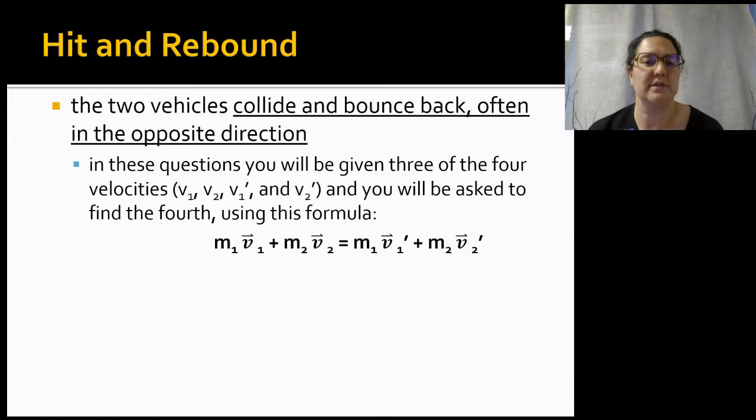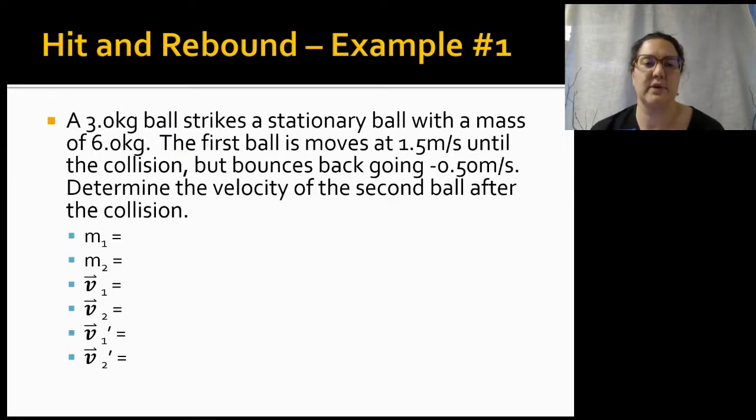So if two vehicles collide and bounce back, often in the opposite direction, we'll be given three of the four velocities: velocity of object 1 and 2 before, and velocity of 1 and 2 after. So three of those four will be given, and then we'll be asked to find the fourth using this formula. So let's go through example 1.